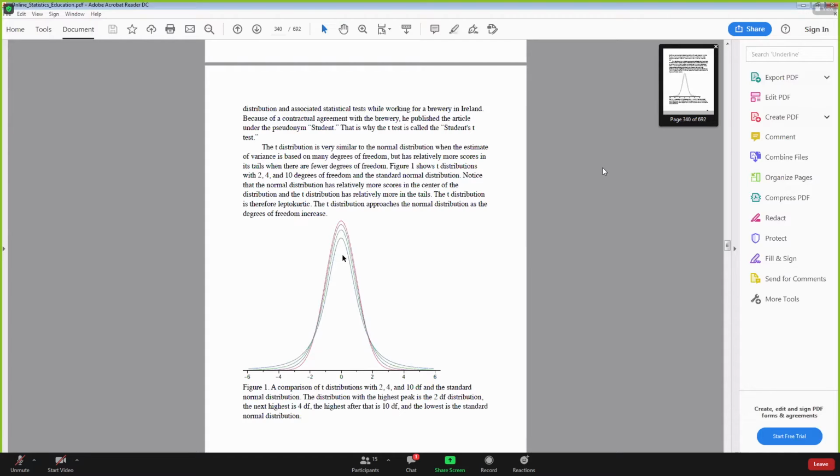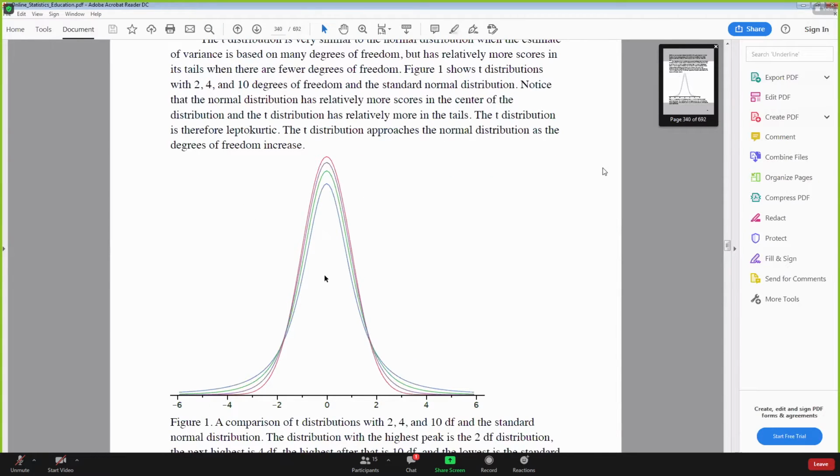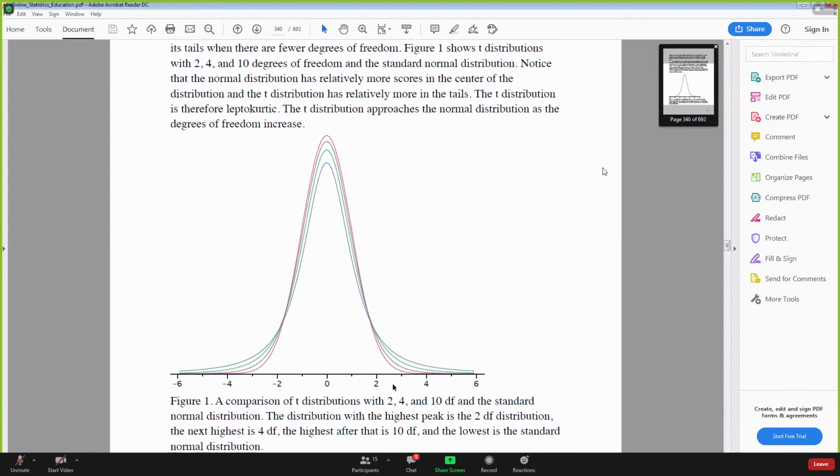So the blue line here is the normal distribution, and then a t-distribution with different degrees of freedom. It's a little bit more concentrated, right? But they all look pretty similar, right?